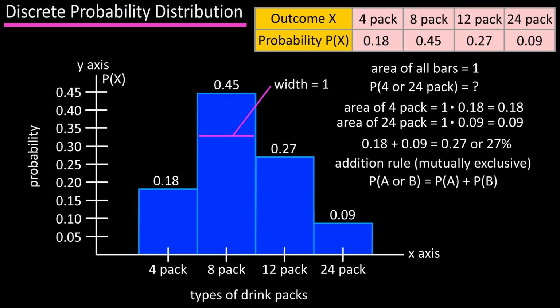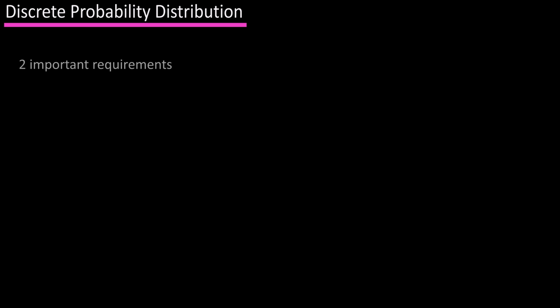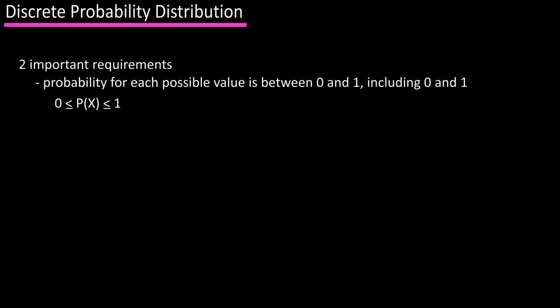This is the same principle as the addition rule for probability as you see here. And this is a very, very important concept that will be used in later videos. Just remember, this graph represents an area. One last thing to cover is that there are 2 requirements for probability distributions. First, the probability for each of the possible values for the random variable is between 0 and 1, including 0 and 1. Second, the sum of all the probabilities must equal 1.